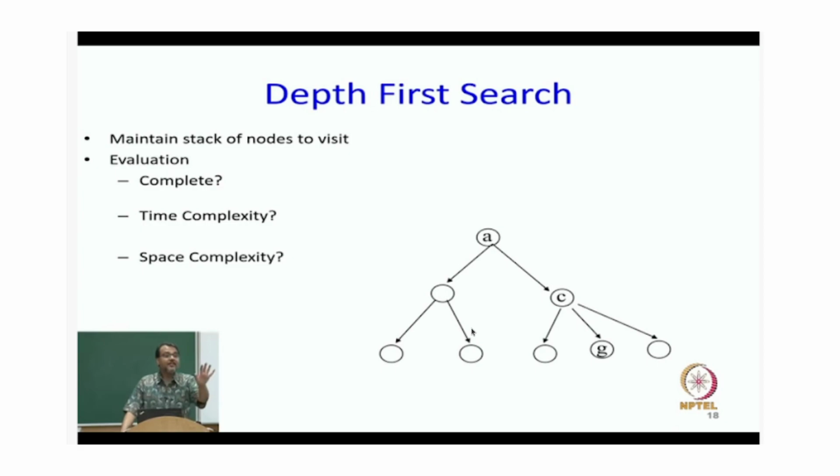Now depth first search, by name it suggests, its property is to go depth first, right? So rather than going here and then, if you have expanded one node, you have to see what the children of that node are and go in like that. So maintain a stack of nodes to visit there.